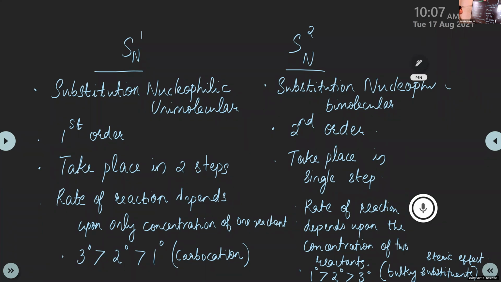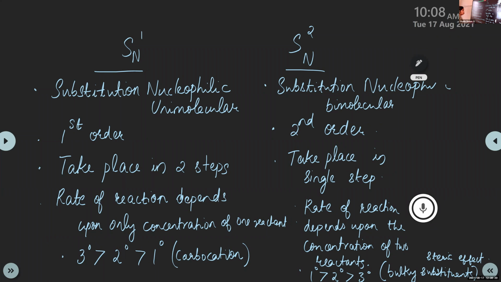Shivani, can you please read each point, SN1 and SN2? SN1 is substitution nucleophilic unimolecular. SN2 is substitution nucleophilic bimolecular. Then first order reaction and second order reaction. SN1 takes place in two steps, and SN2 takes place in a single step. In SN1, the rate of reaction depends upon the concentration of only one reactant. In SN2, the rate of reaction depends upon the concentration of two reactants.